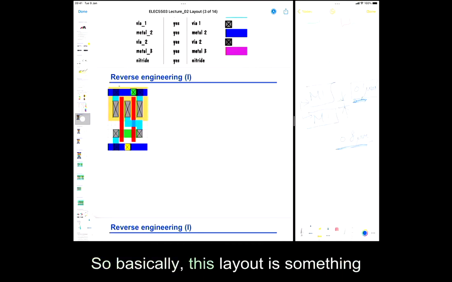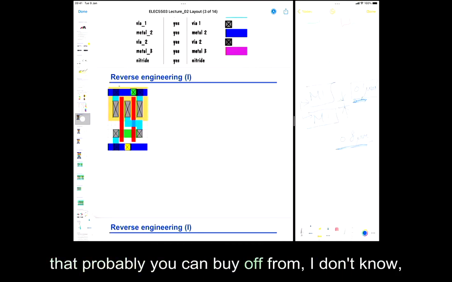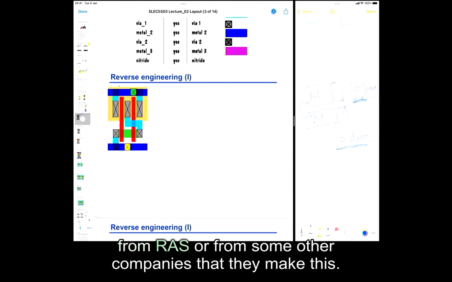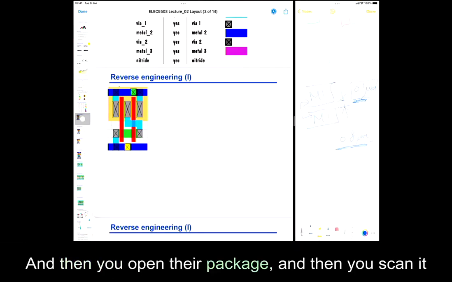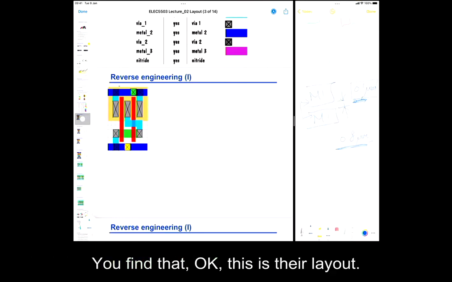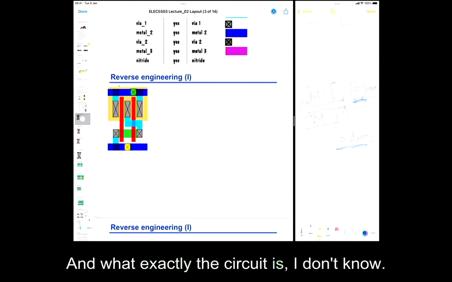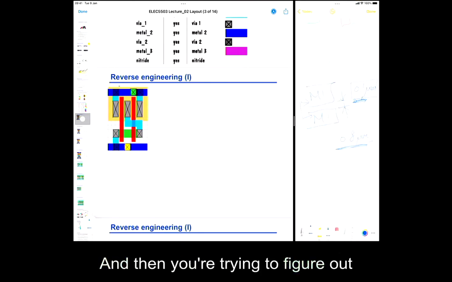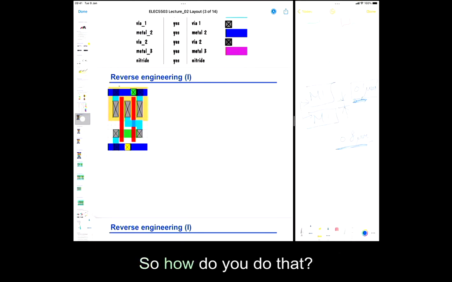So basically this layout is something that probably you can buy off from, I don't know, from RS or some other companies that make this. Then you open their package and scan it with X-rays and stuff. You find that, okay, this is their layout. And what exactly the circuit is, I don't know. And then you're trying to figure out what is the circuit behind this one. So how do you do that?